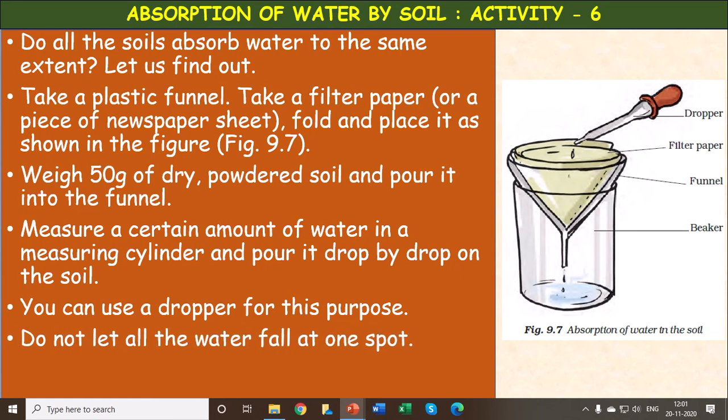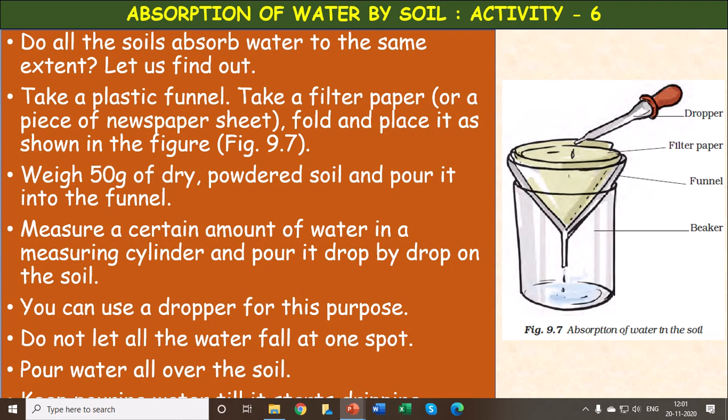So do not let all the water fall at one spot. Okay, you have to take one precaution. Drop by drop you have to spread the water inside the funnel. Don't drop at one place only. Pour water all over the soil, such that drop by drop the water falls on the entire soil in the funnel. Okay, that is one precaution you have to take.